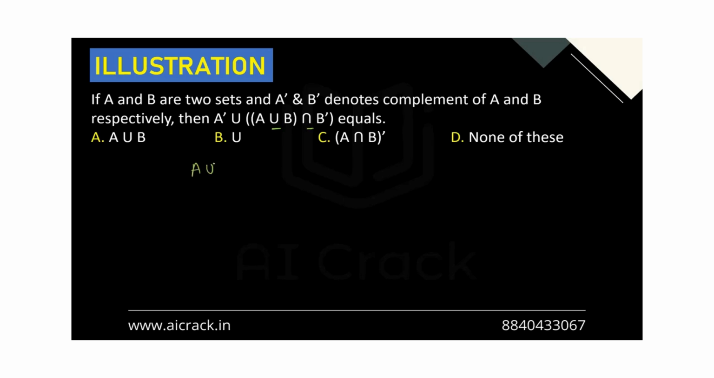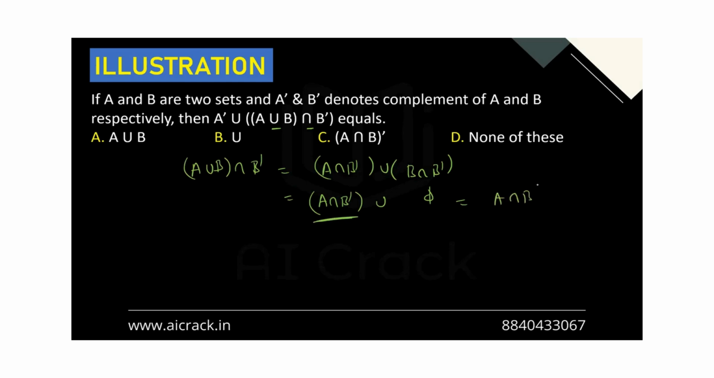Okay. So we have A union B intersection B dash. Now what will happen? This intersection will distribute over these two elements. So this would become A intersection B dash union B intersection B dash, right? Now we know that B intersection B dash is nothing but phi, null set. So this becomes A intersection B dash union phi. And we know that anything union with phi is nothing but that element only. So that would become A intersection B dash. Now we have simplified this inside bracket.